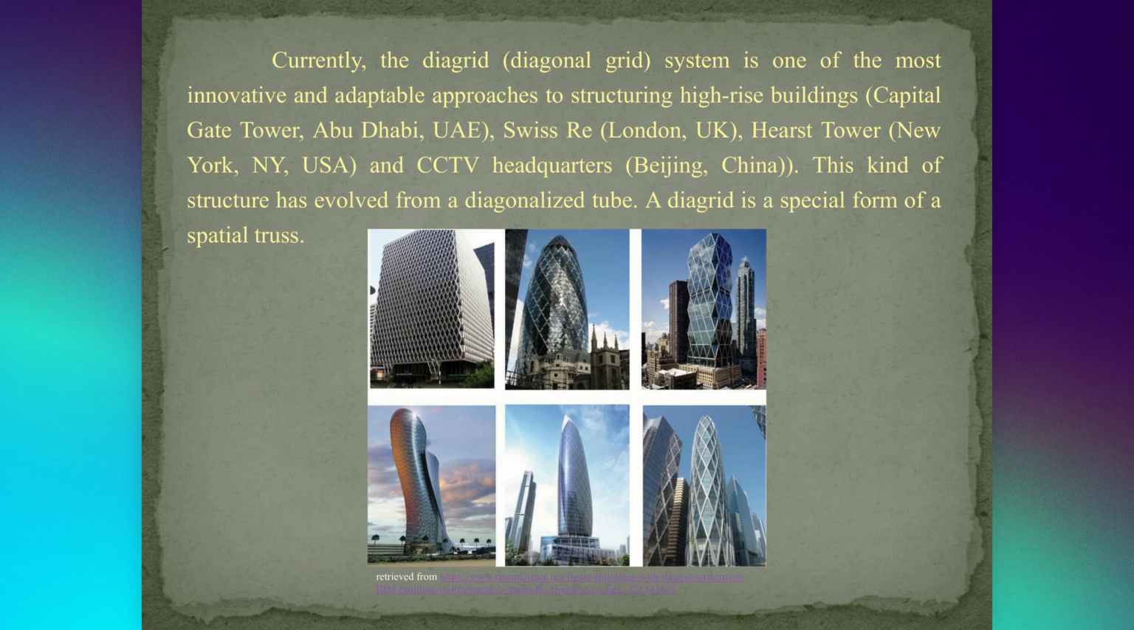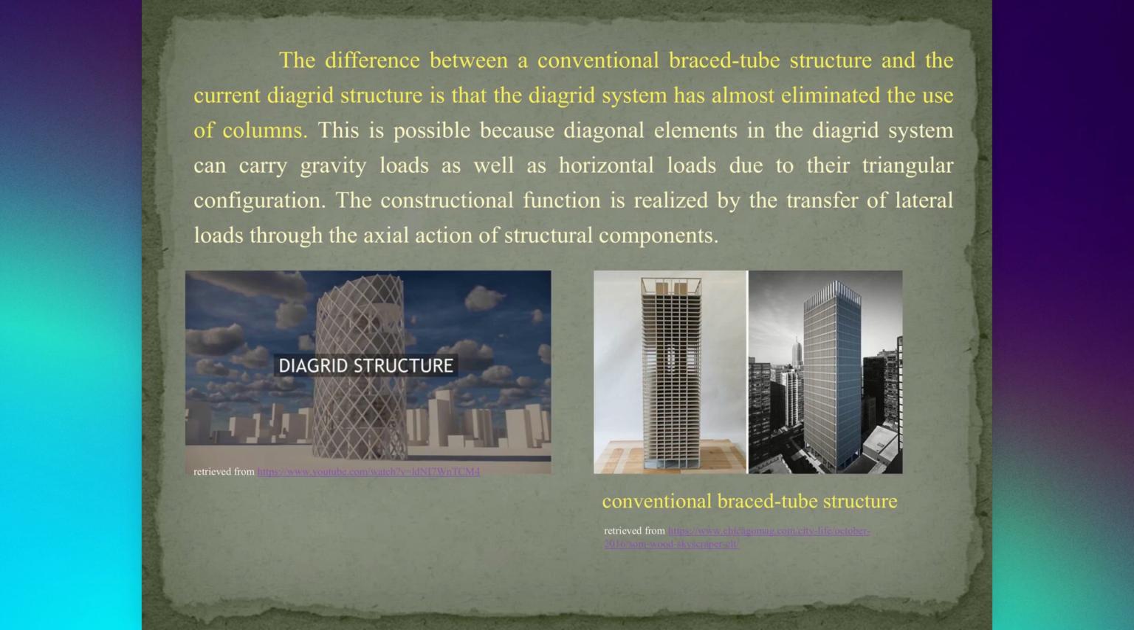Examples include Capital Gate Tower, Abu Dhabi, UAE; Swiss Re, London, UK; Hearst Tower, New York, USA; and CCTV headquarters, Beijing, China. This kind of structure has evolved from a diagonalized tube. A diagrid is a special form of a space truss. The difference between a conventional brace tube structure and the current diagrid structure is that the diagrid system has almost eliminated the use of columns.